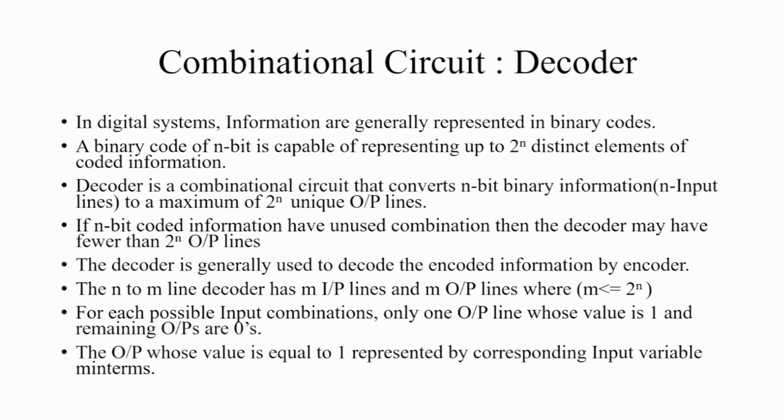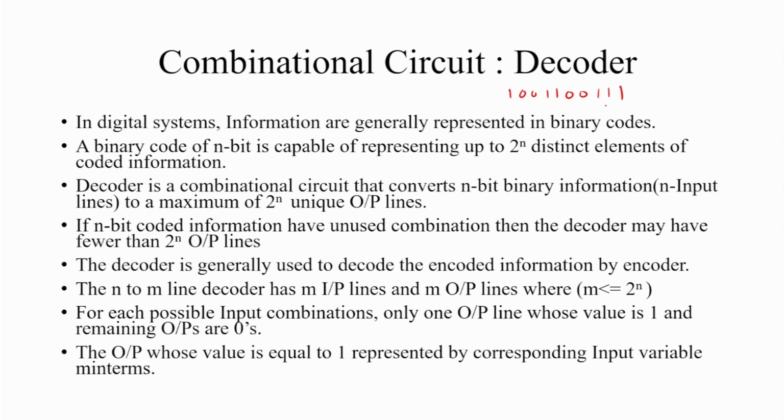Suppose the information is encoded in binary form, like 10011001111, and suppose the information is encoded through an 8 to 3 line encoder, meaning an octal to binary encoder. Then how do we decode that information?